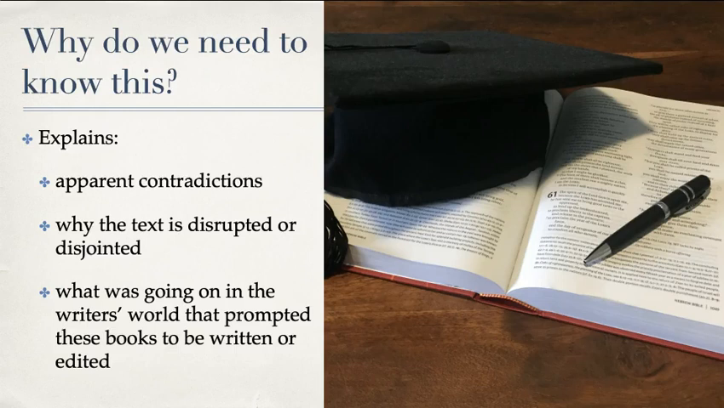Why do we need to know this? Well, I think it's helpful because it helps to explain some apparent contradictions. Some of the contradictions seem to be simply because the writer has drawn from two different sources, which have told the story quite differently, and has not felt that it was important to smooth out or resolve the contradictions. It can explain why the text is sometimes disrupted or disjointed, because the material has been dropped in at that point and doesn't necessarily line up neatly with its surrounding context. But most importantly, in my mind, knowing this helps us to understand what was going on in the writer's world that prompted these books to be written or to be edited at this point in time.